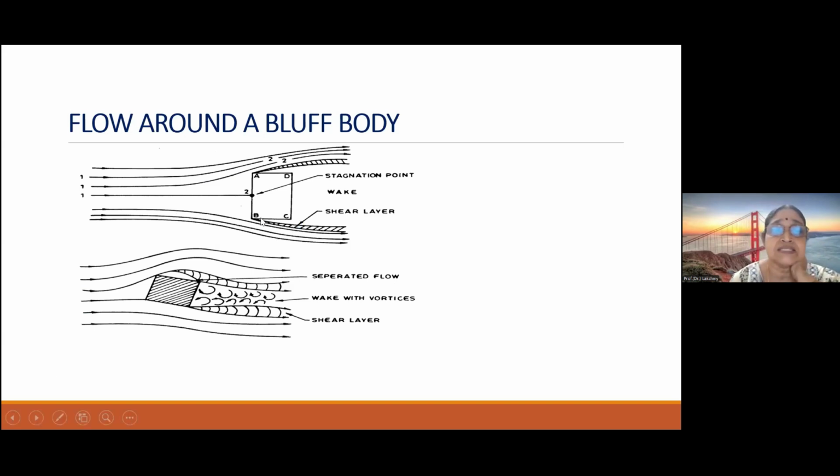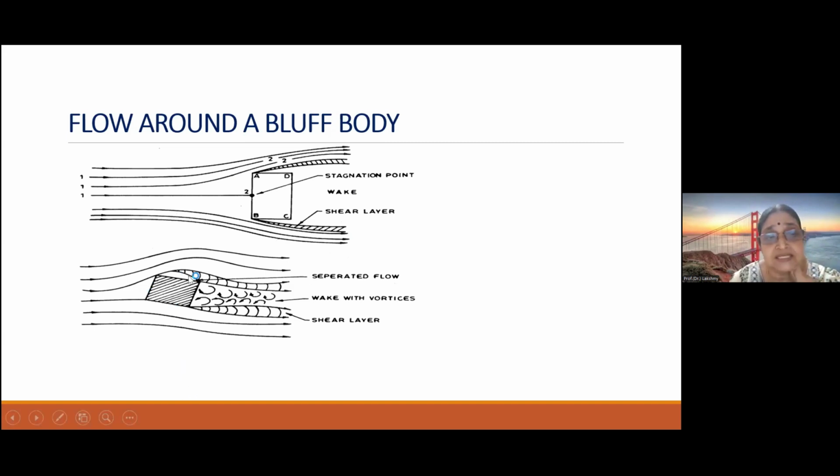Now, you can see that this is a rectangular cross section, and there is a separation here from the edges at A and B, and you can see that it has a very wide wake. Where the flow is separated, there is a wide wake. This wide wake indicates that the drag force or the drag coefficient for this particular structure is on a higher side.